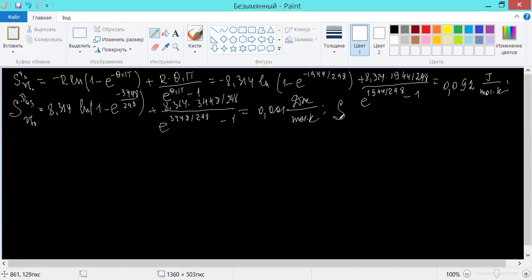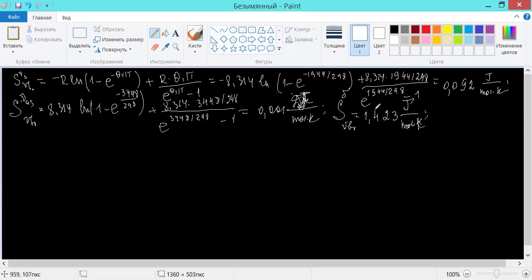And the same formula for the third component, which is related to delta. I will write down only the value which I've got. It's equal to 1.423 joules per mole Kelvin. Oh, I wrote it down in Russian. Joule, of course, joule.